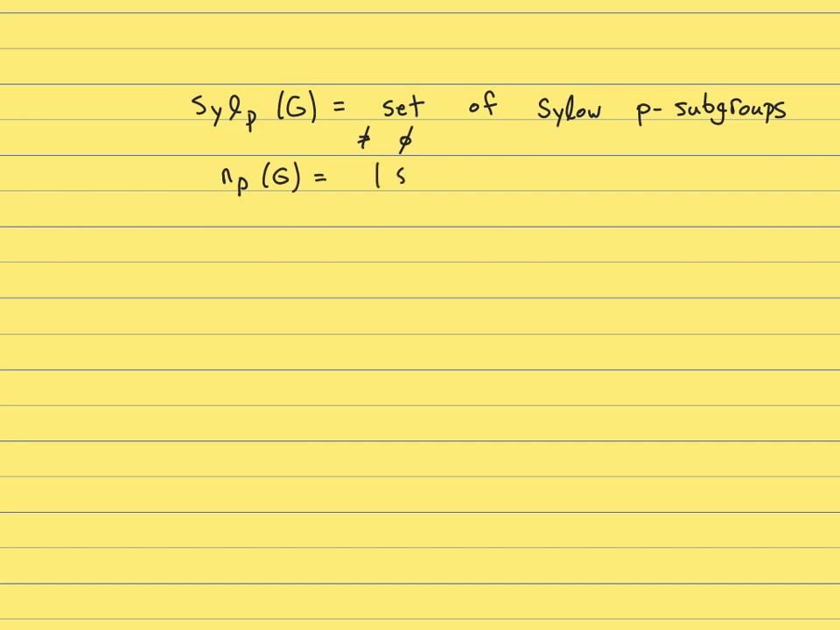So now we're going to mention the other two parts of the Sylow theorem. Given a prime p, we're going to let Syl_p(G) be the set of Sylow p-subgroups, which we know is a non-empty set by the theorem we just proved in the last video. And we let n_p(G) be the size of this set. So it's the number of Sylow p-subgroups.